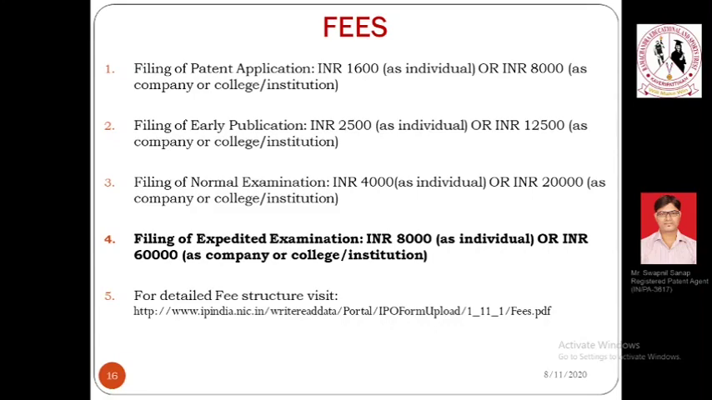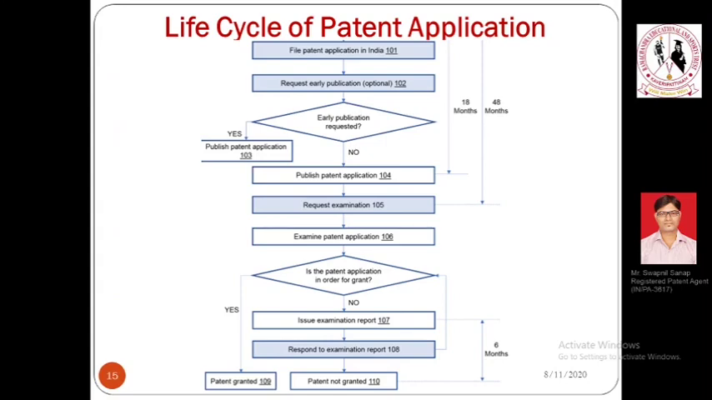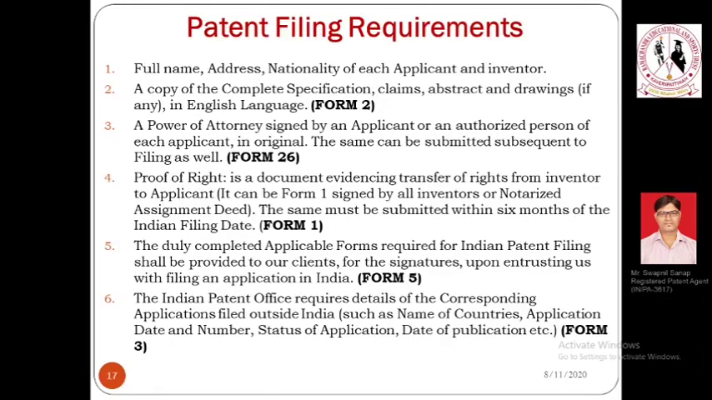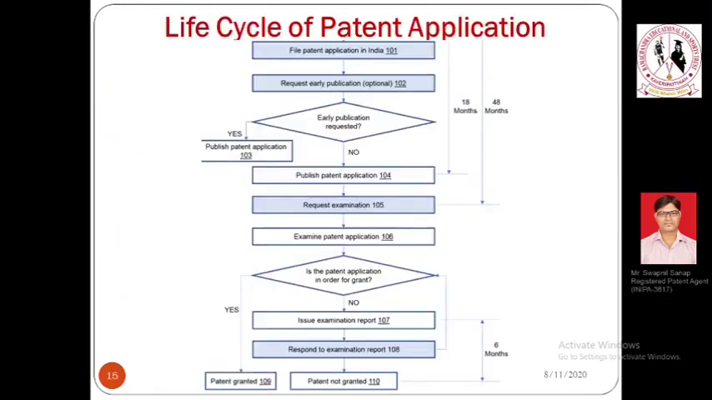If you file it in your name as an individual, there is no restriction on the number of individuals, but if you file it in the name of individuals, then the government fee is only 1600 rupees. So where is this applicable? Yes, in step number 101 at the time of filing the patent application. The second most important fee required is the fee for filing early publication. Where does early publication happen? Early publication, as indicated in step number 102, is optional.